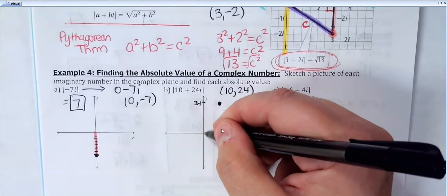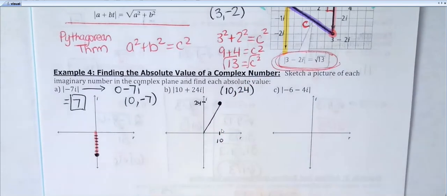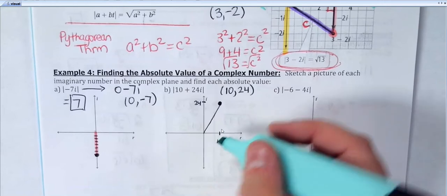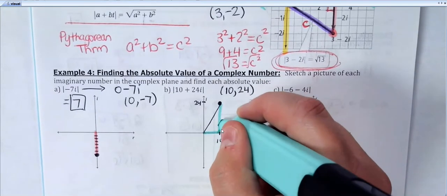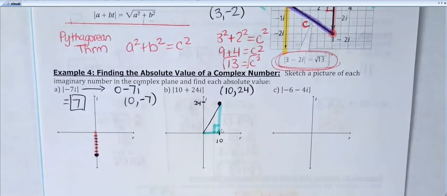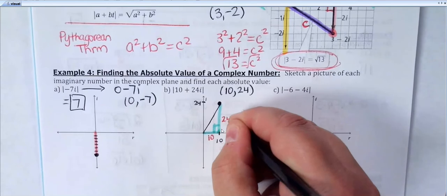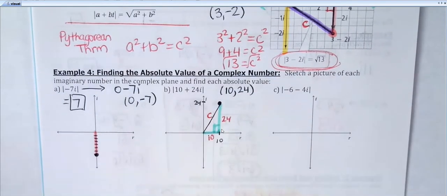If I want to find my absolute value, I'm just finding the distance from the origin to that point. There's a couple ways you could do this, but I'm just going to create a little bitty right triangle here. It should be easy. It should just go with the coordinates of the point. So I would go over 10, up 24. So if I want to do my little Pythagorean theorem, my two legs are 10 and 24, and we'd always be finding the hypotenuse here. So I might just write C so it looks like the Pythagorean theorem.